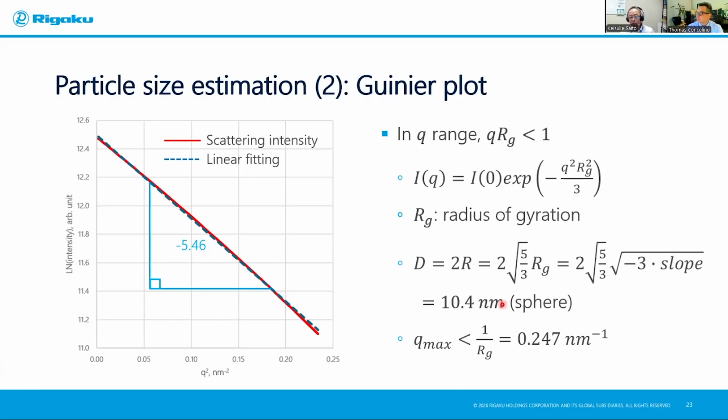After getting the number, we need to make sure this condition is satisfied. So Q times the radius of gyration should be smaller than 1. If you put the radius of gyration here, the Q max was found to be 0.247 nanometer inverse, which is actually here. So that's why I use a plot only up to 0.247.